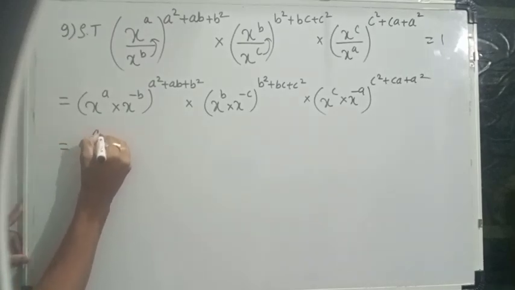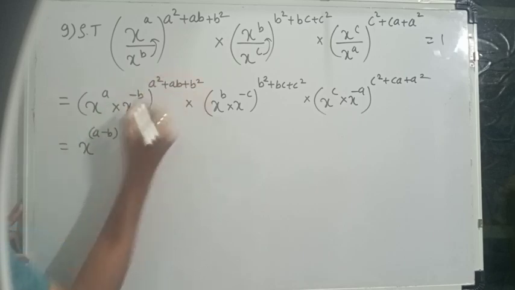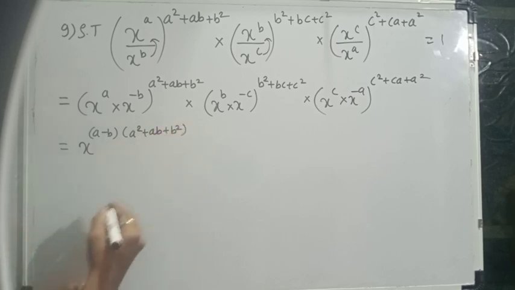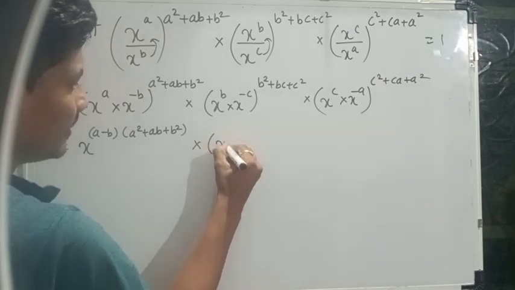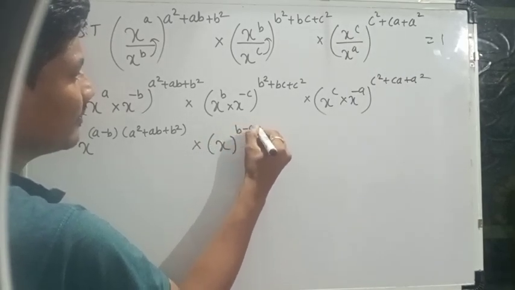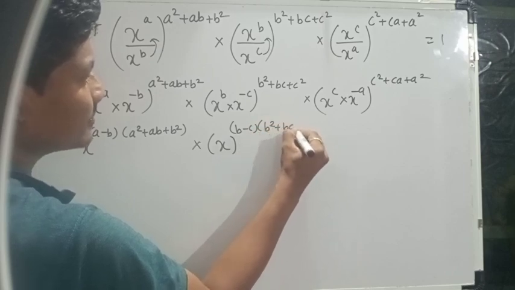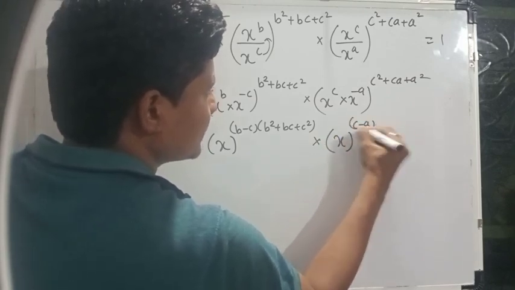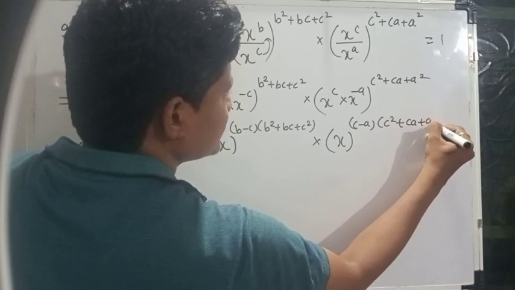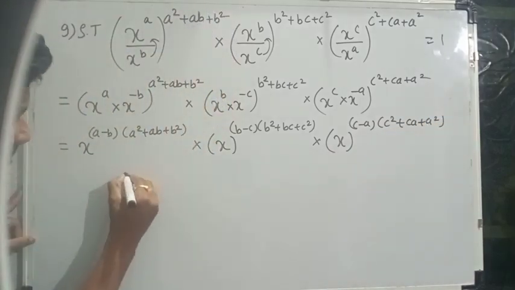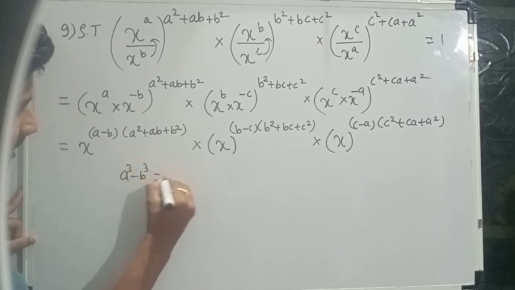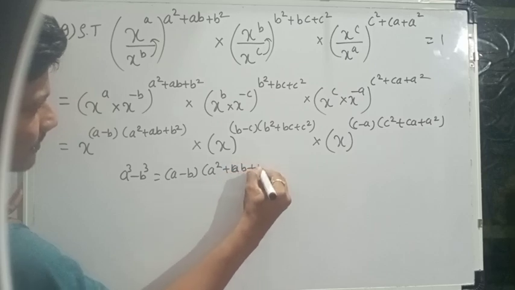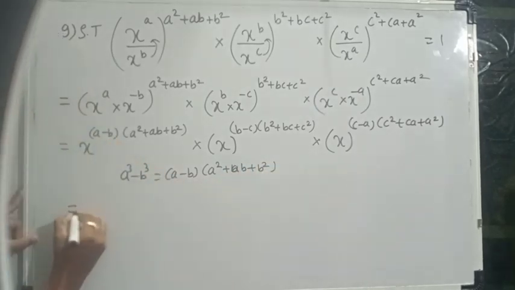This can be written as x to the power a minus b raised to the power a square plus ab plus b square, multiplied by x to the power b minus c raised to the power b square plus bc plus c square, multiplied by x to the power c minus a raised to the power c square plus ca plus a square. Just now we saw this formula, a cube minus b cube is equal to a minus b into the bracket a square plus ab plus b square. I am using the same identity here to solve this numerical.